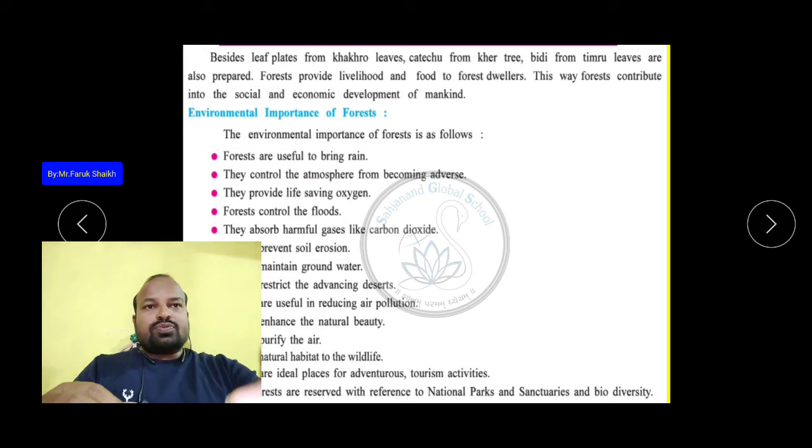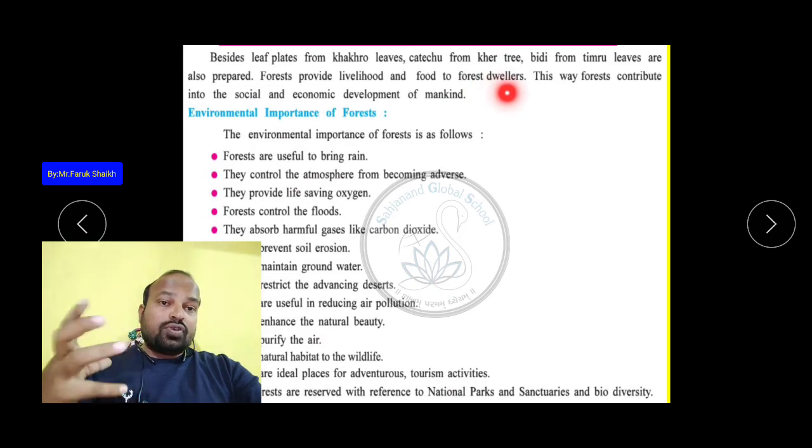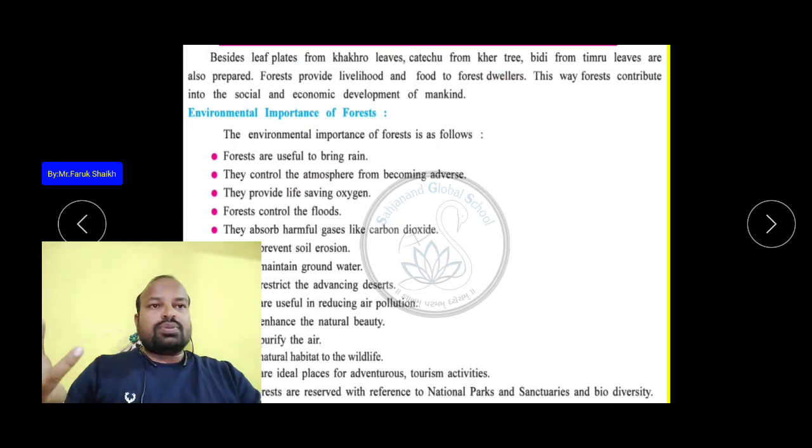Forest provides livelihood and food, also food to forest dwellers. The forest also provides livelihood, meaning it gives us employment for living. And also for the forest dwellers and people who are living in the forest, it also gives residence. This way forest contributes to the social and economic development of mankind, and that is why the forests are very important for the economic and social development of mankind.